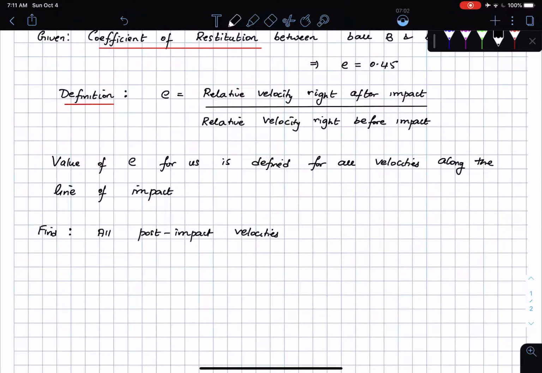Okay, that is: find the velocity of the pendulum right after impact, find the velocity of the ball right after impact. And we will also try to find the impulse of the contact force. So that's one thing that I want to find. Second thing is the impulse of the contact force between the ball and the bob, during the duration of impact.